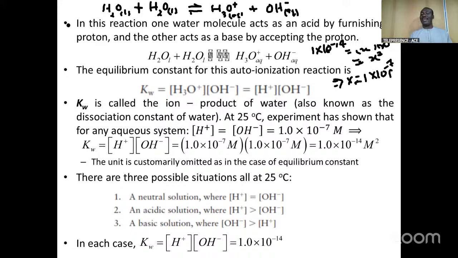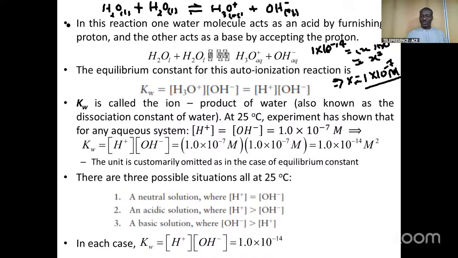So in any aqueous solution, the product of the concentration of hydronium ion and hydroxide ion is always a constant at 25 degrees Celsius. Okay, and if the concentration of hydronium ion is equal to that of hydroxide ion, then you have a neutral solution. So for a neutral solution, therefore, the concentration of hydrogen ion is equal to the concentration of hydroxide ion, which is equal to 1.0 times 10 to the power minus 7 molar. That is for a neutral solution.